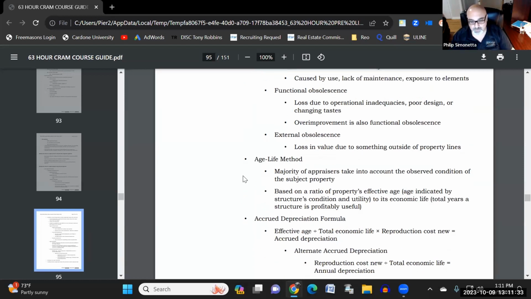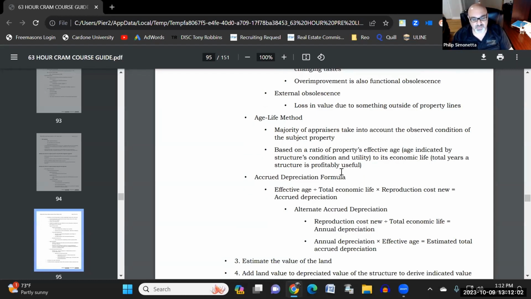Good. Now you have the age life method. The majority of appraisers take into account the observed condition of the subject property. Based on a ratio of the property's effective age, that means the age indicated by the structure's condition and utility, to its economic life, which would be the total years the structure is profitably useful. Okay, that doesn't mean the house is 100 years old. It can be in perfect condition 100 years old, right? It depends on what it's rated, right?